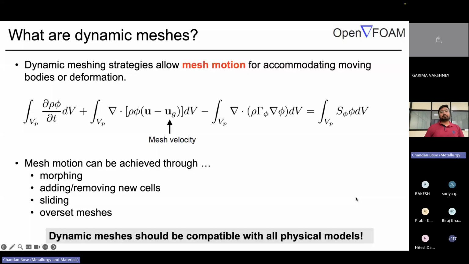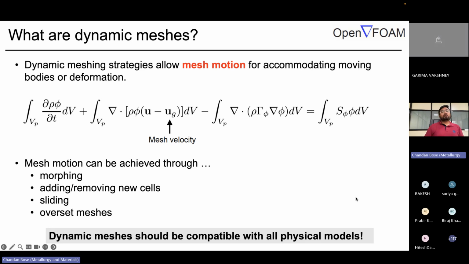Now, what are dynamic meshes? Let's start with this understanding that dynamic meshing strategies allow mesh motion. All right, so now I think you have got a clear idea from these two days of different talks that our CFD simulation needs three different steps. One is pre-processing, which involves making the geometry and discretizing the geometry into different types of meshes, be it structured, unstructured, or hybrid meshes.